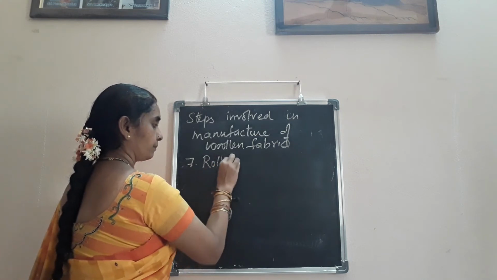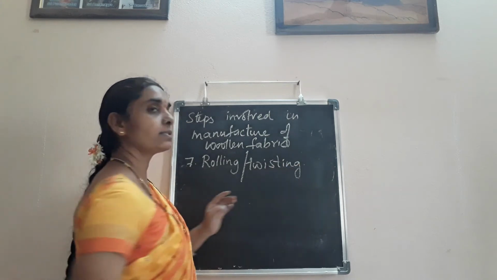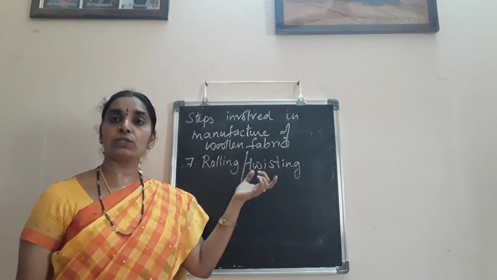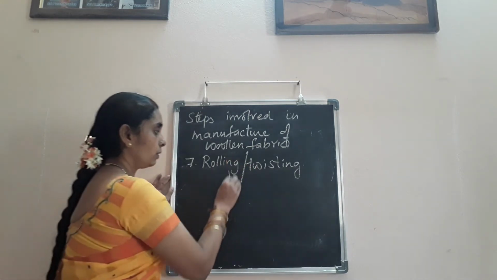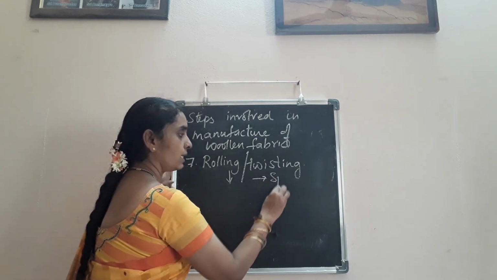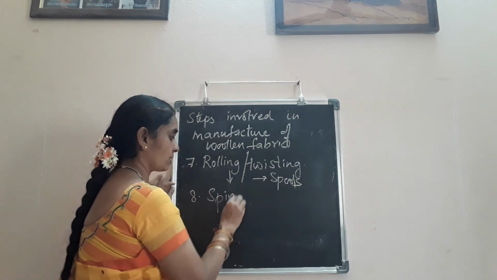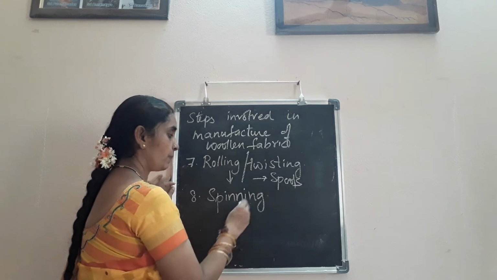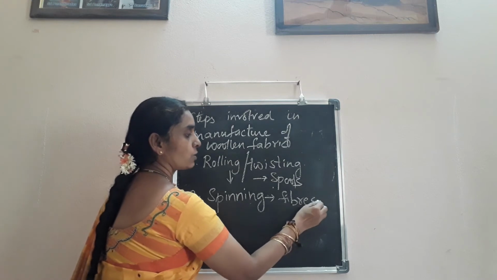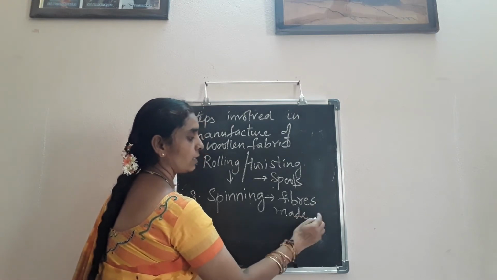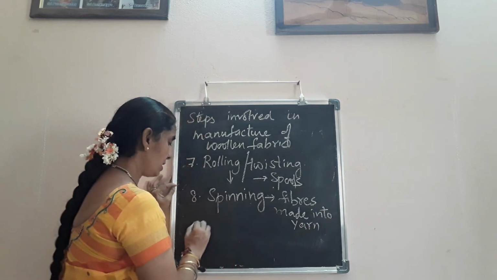Rolling or twisting. Rolling or twisting is a process done on rollers or twisters. Fibers of different fleece are twisted together to form slivers over spools. This is done over the spools and then spun for the spinning process. In spinning, the fibers you get are made into yarn. By which process? Spinning process. Fibers are made into yarn by the spinning process.